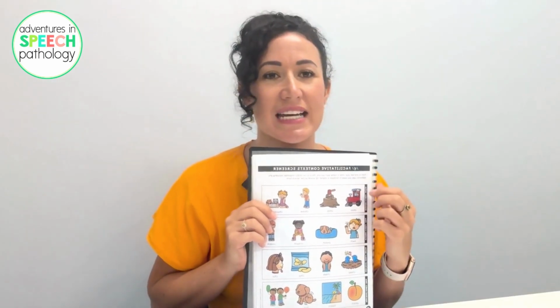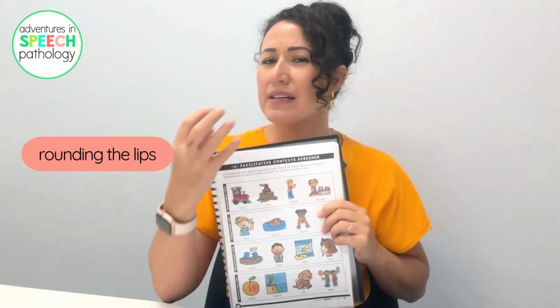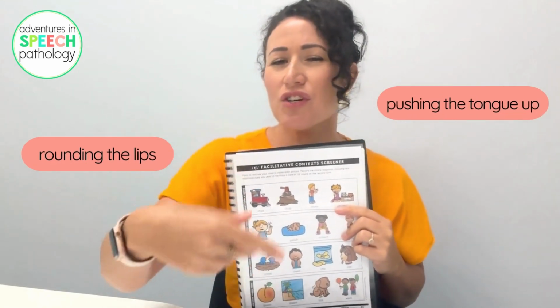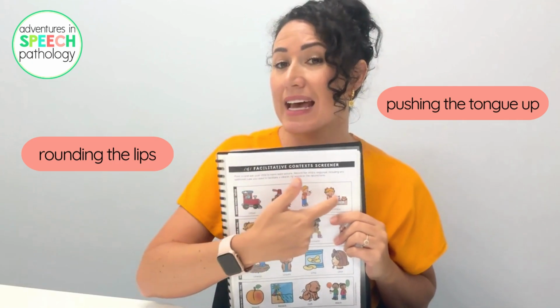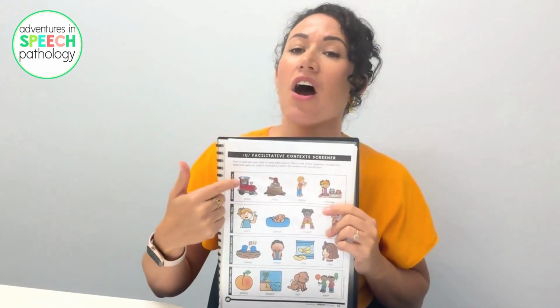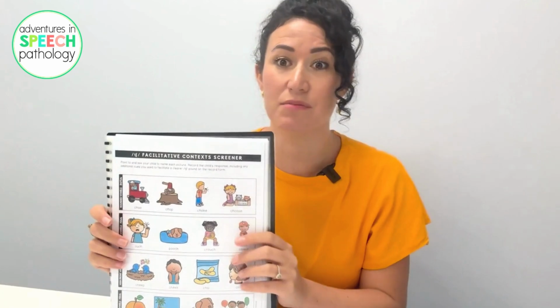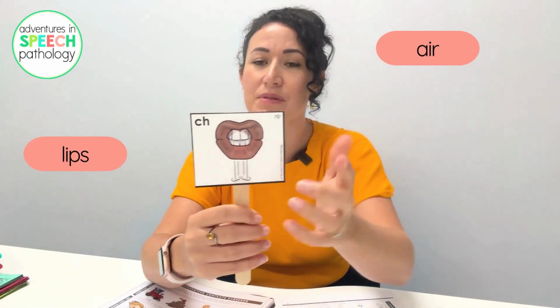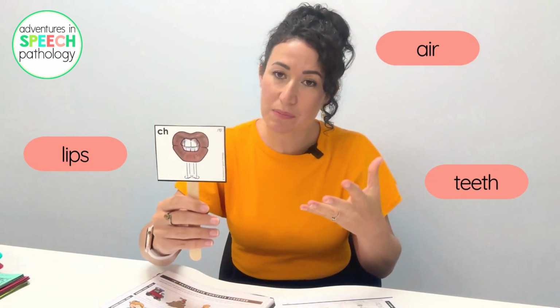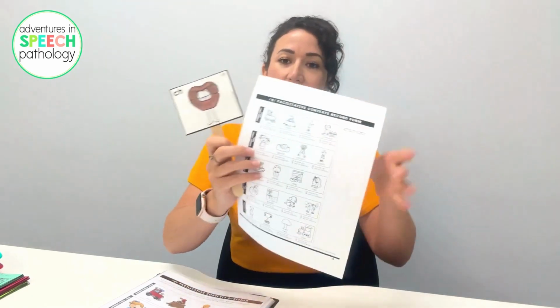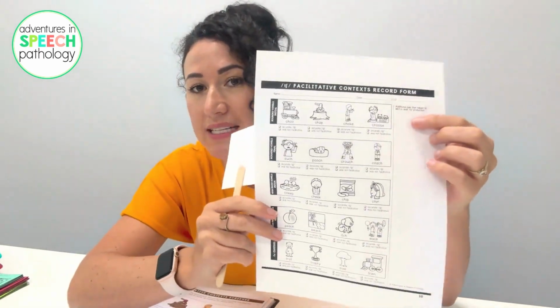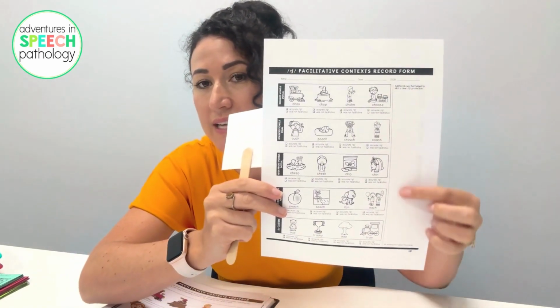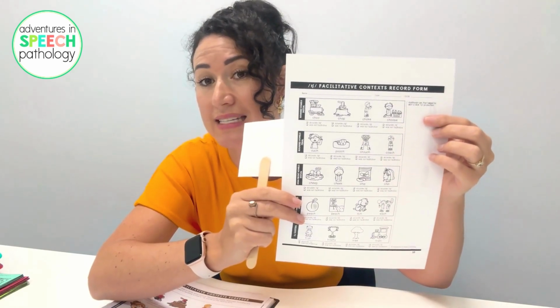So again, this is not a test. You want to talk about rounding the lips, pushing the tongue up, whatever cues you think the child needs to say these sounds clearly or to their best ability. I want you to say them and provide them to the child. You might want to hold up some little visual cues as well. So you might hold up something like this, and you might talk about the air or the lips or the teeth. And then because you're the speech pathologist, you are going to be using this form and writing and documenting if you used any cues that helped the child say their sound clearly.